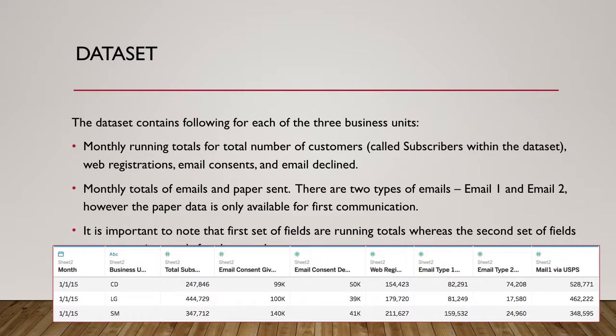The dataset can be looked at in two parts. One, it contains monthly running totals for the total customers, web registrations, and electronic communication consents. Two, it contains monthly transaction counts for emails and paper mails. It is important to remember that the dataset contains running totals for customers' registrations and electronic communications when looking at the charts in the presentation.